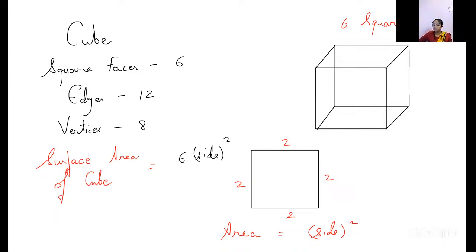Okay. So like this, we have cube also. It's nothing but the sum of all the areas of squares in the cube, and in the cuboid it's the sum of all the areas of rectangles.